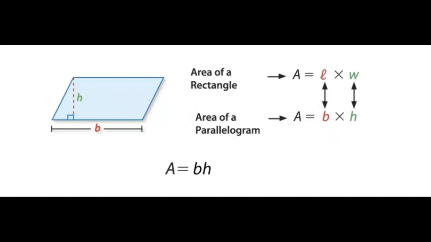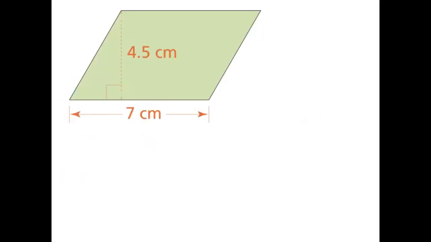So with that idea, we can conclude that the area of a rectangle is also the same as the area of a parallelogram. The length could be the base and the width could be the height. So we could now create a formula for the parallelogram. Area equals base times height. Okay, let's take another example.